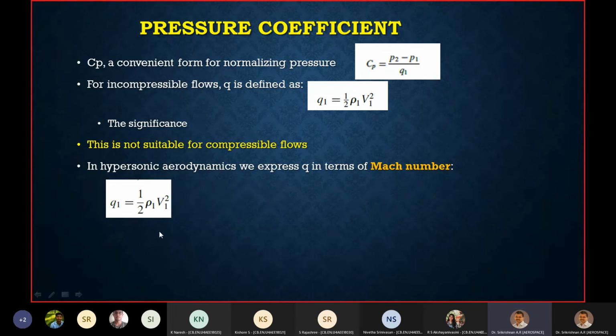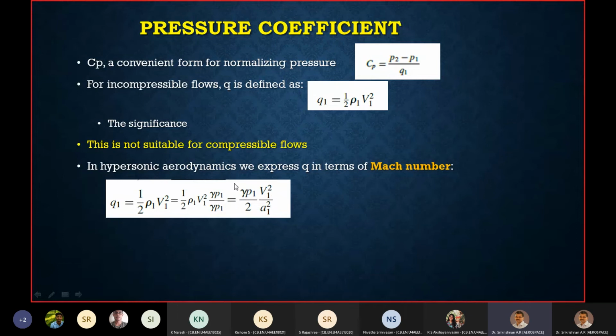I'm just writing Q1 is equal to half of rho 1 V1 squared, which is actually equal to half of rho 1 V1 squared multiplied by gamma P1, numerator and denominator, and then rewrite the whole grouping as gamma P1 by 2 multiplied by V1 squared by A1 squared. This A1 squared comes because you have gamma P1 here, and P equals rho RT. So this can be written as rho RT, and we have gamma already here. So we can relate that to A1 squared because we know that A1 is square root of gamma RT.